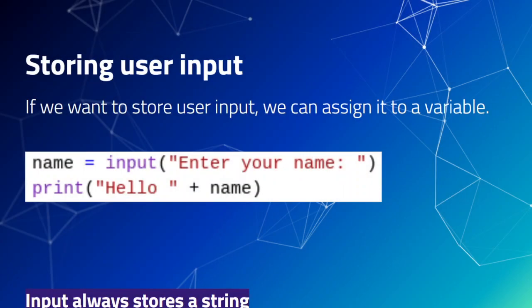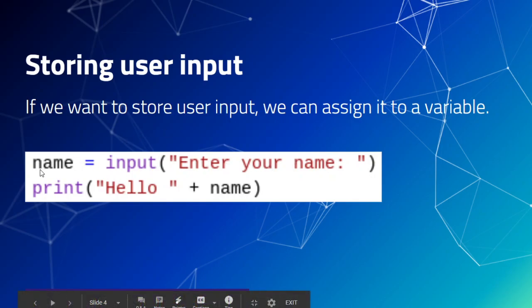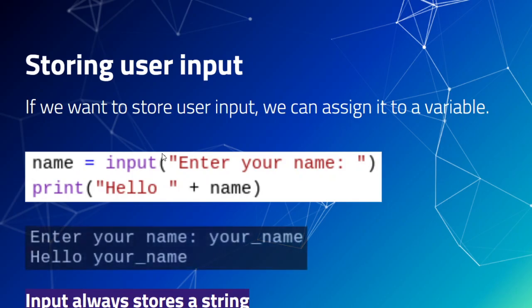Now, if we actually wanted to do something with that input that the user gave us, we have to assign it to a variable. Here, we take the input that the user gave and we store it to a name variable. So whatever the user enters in that line will be stored as a string inside the name variable. We can use that variable later on. Here we're printing hello, followed by whatever the user entered.